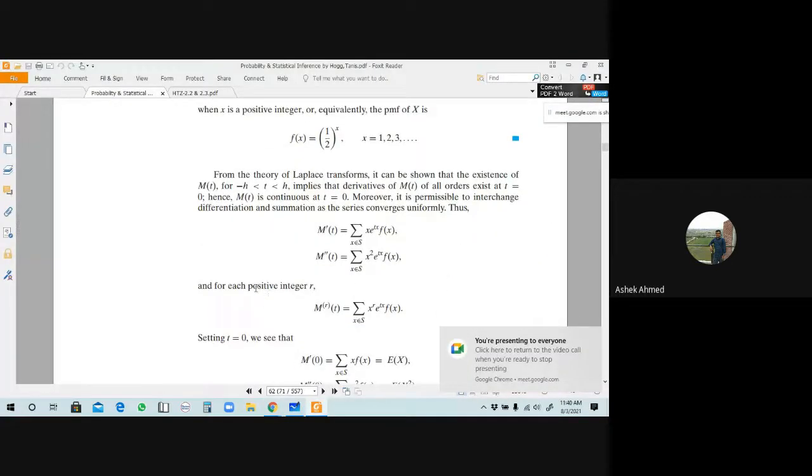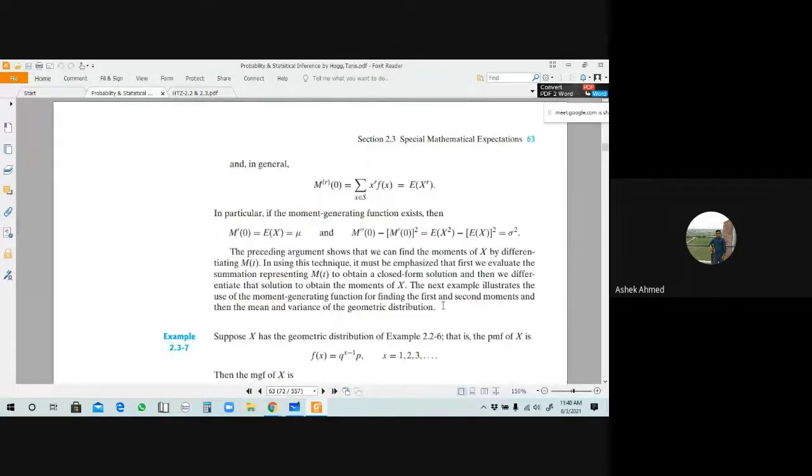Now, for a positive integer r, what do we mean by m to the power r in brackets? This represents the rth derivative. So this will be the summation of x to the power r, since the power is increasing, into e to the power tx into f of x here. Understand? Okay. So this represents the mean and this represents the variance here.